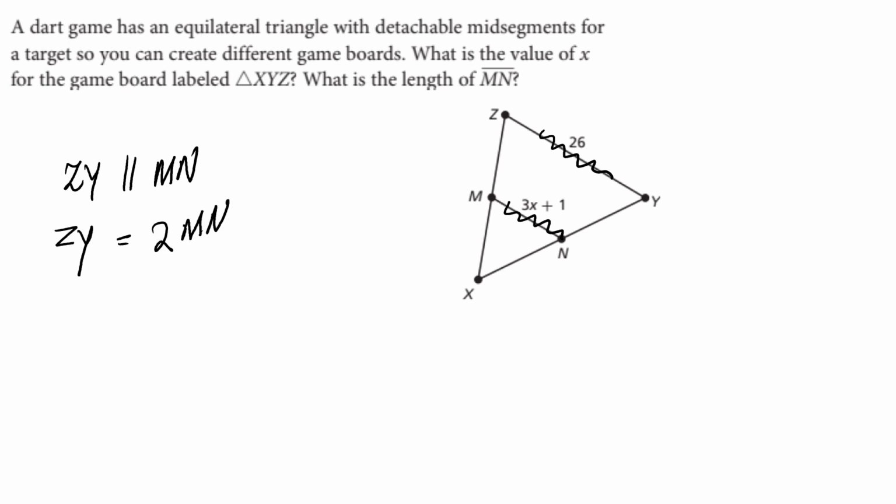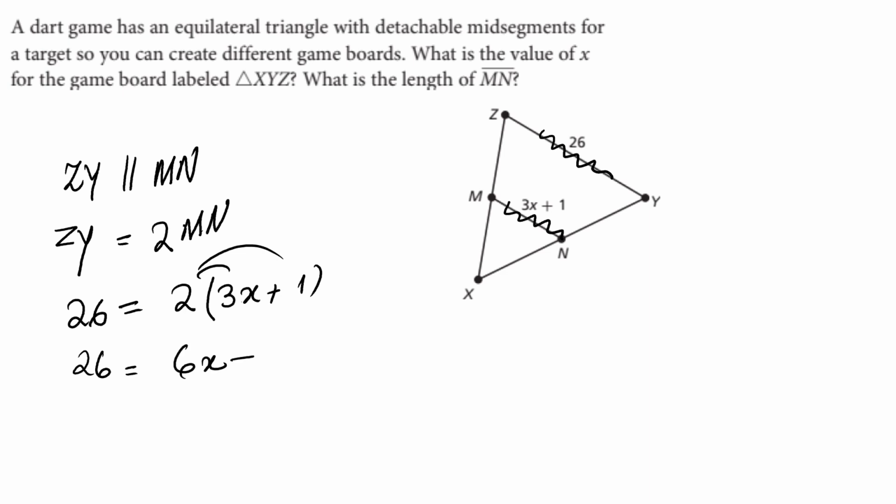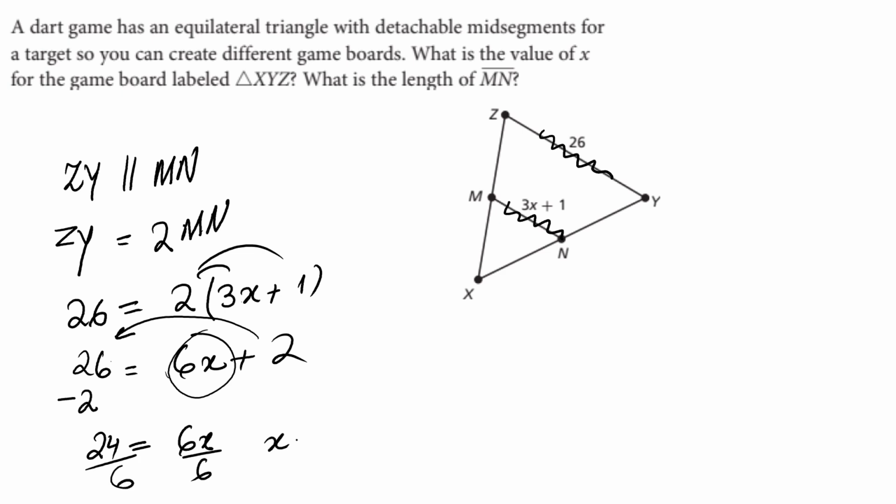So ZY is how much? It is 26 and it is twice of MN. It means 2 times (3x plus 1). Open the brackets. 2 times 3 is 6x, 2 times 1 is 2. Keep the x over here and bring the 2 to the other side. You will get negative 2. So 6x equals 26 minus 2, which is 24. Divide both sides by 6. We will get x equal to 4.